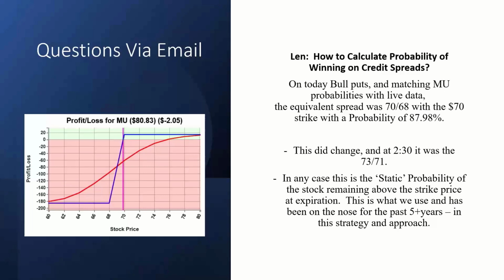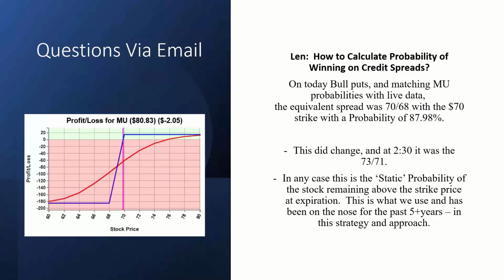He's watching MU and looking at live data, and he saw matching MU probabilities. The equivalent spread was 70 to 68. The 70 strike had about an 88% probability, 87.9% probability of expiring worthless. Now, this did change, and when I started to put the slides together at 2:30, it was actually the 73-71 strike that had the 86, 87, 88% probability at that time, but that's okay.